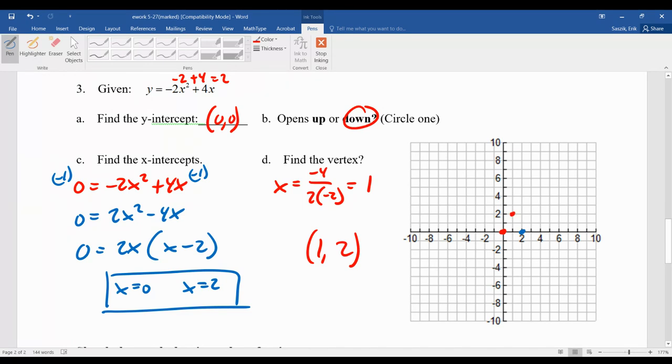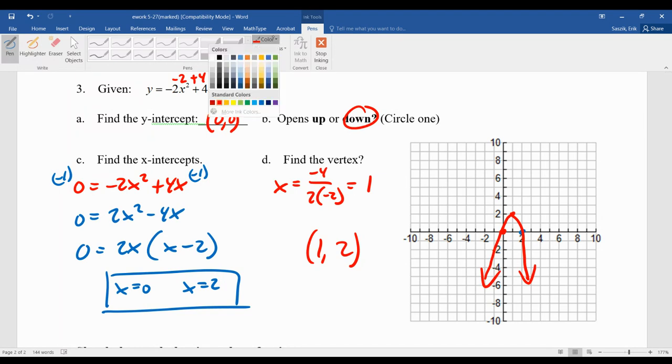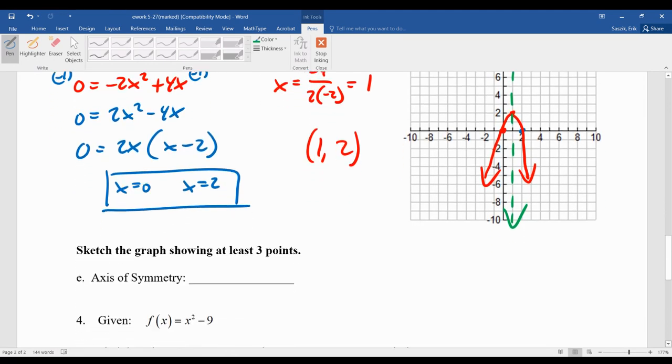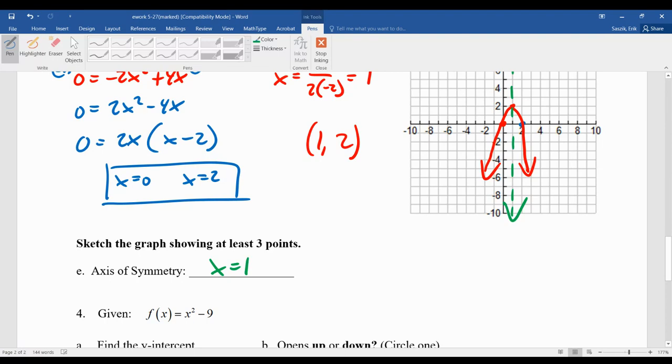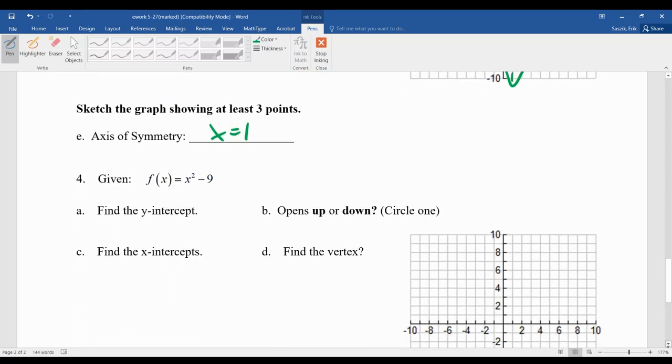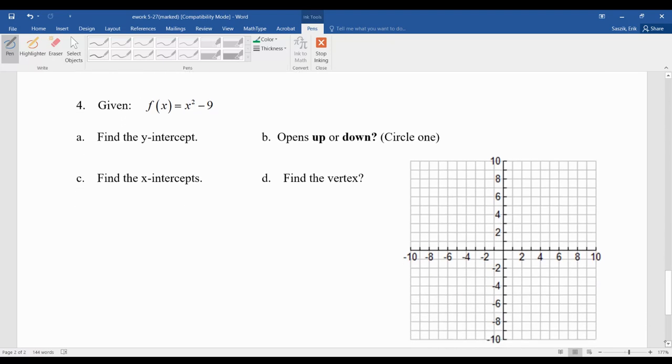So I do only have 3 critical points here. Happens sometimes. Notice how it doesn't say to graph using 5 points. There you go. There's the axis of symmetry. We can write that down here. That's x equals 1.